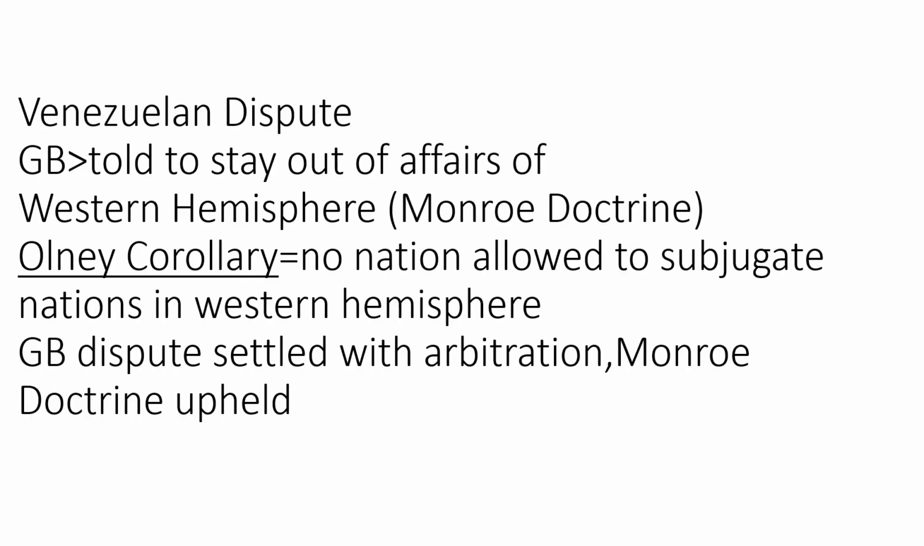Venezuela today is much in the news. Back in the 19th century, it came into conflict with Great Britain over a border dispute with British Guyana that escalated when gold was discovered. Britain resolved to settle the dispute by military means, but was discouraged from doing so by the issuance of the Olney Corollary to the Monroe Doctrine. That is, foreign nations would not be allowed to impose their will on Western Hemisphere nations. The British agreed to arbitration, and the Monroe Doctrine was upheld.